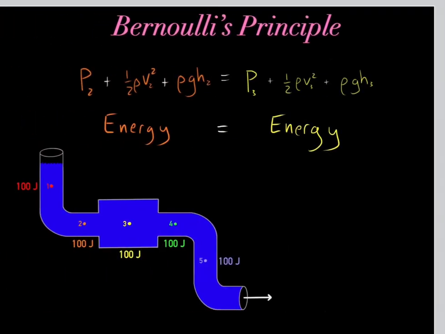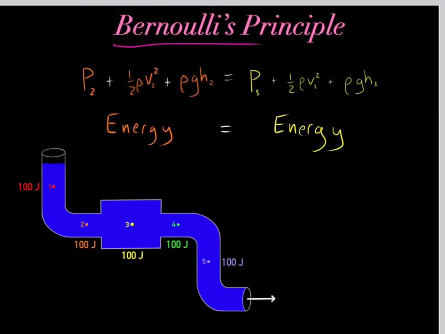And this is true for any of these points. You could set the amount of energy at this point equal to the amount of energy at this point, and set that equal to the amount of energy at this point. And you could choose any arbitrary point, and you know the amount of energy at that point must equal the amount of energy at any other arbitrary point.